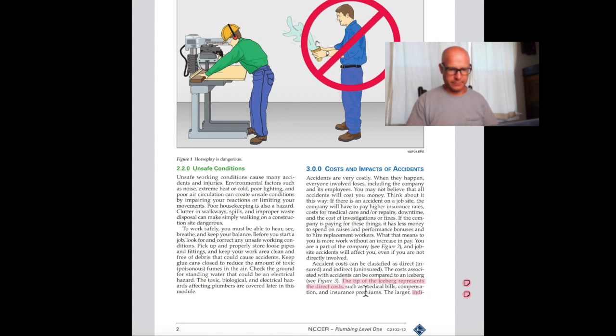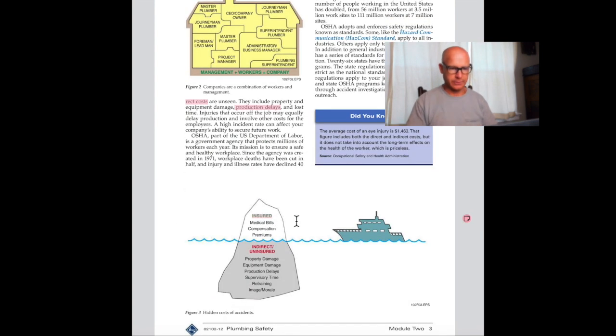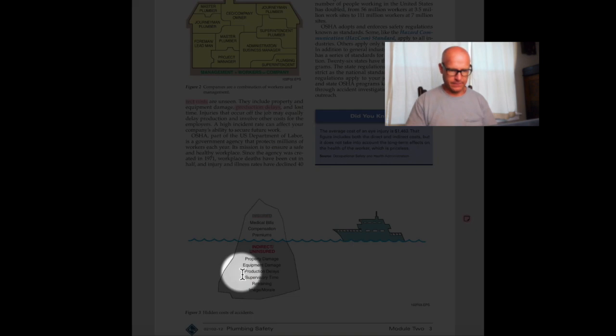This will be in a figure next page, but the tip of the iceberg represents direct cost, and the larger indirect. You don't have to write the tip of the iceberg, so to speak, but just remember that direct costs are insured. And the next thing to note is indirect cost. One of them is production delays.